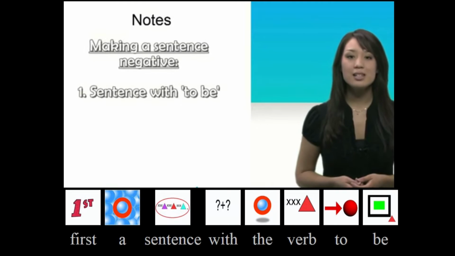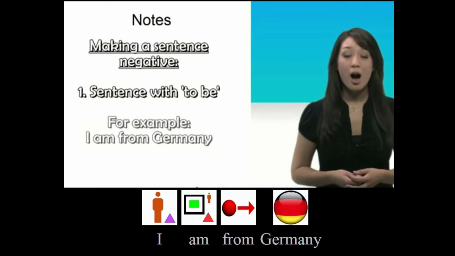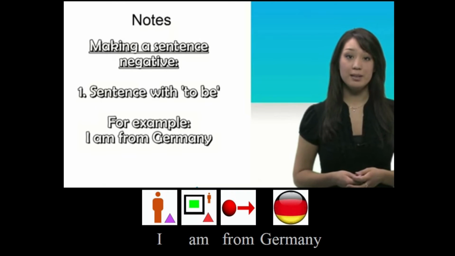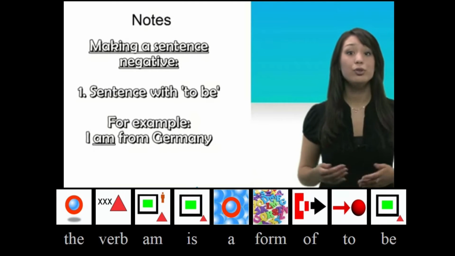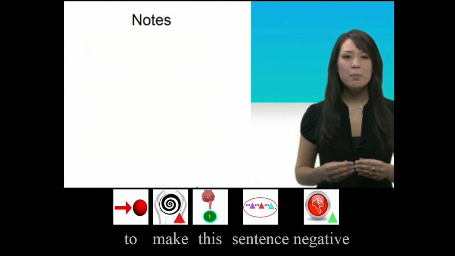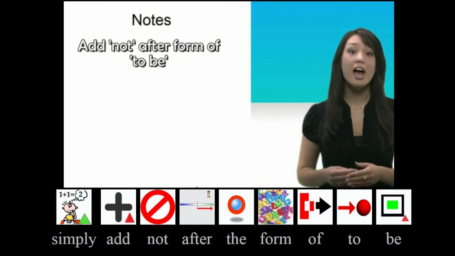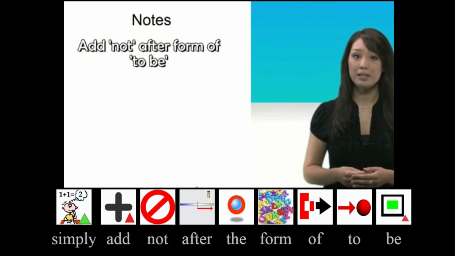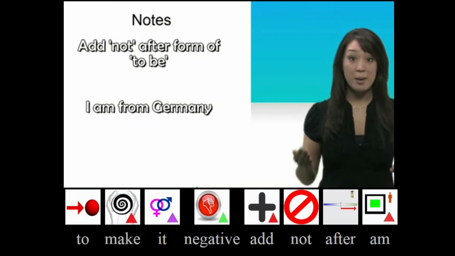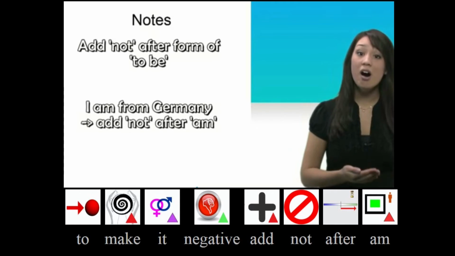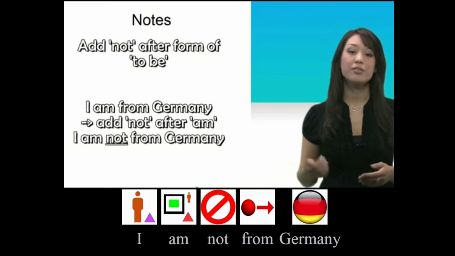First, a sentence with the verb to be. For example, I am from Germany. The verb am is a form of to be. To make this sentence negative, simply add not after the form of to be. I am from Germany. To make it negative, add not after am. I am not from Germany.